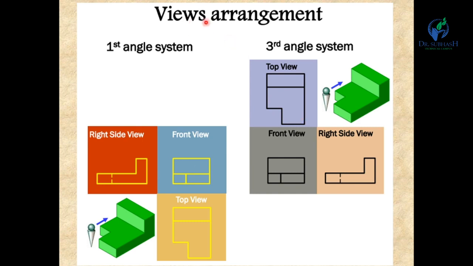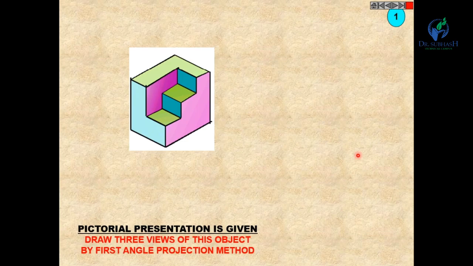Now the views arrangement, as discussed earlier, in the first angle projection method. Here is our object. The front view is above the XY line, the top view is below the XY line, and the right hand side view is left of the front view. And in the third angle projection method, the front view is below the XY line, the top view is above the XY line, and the right hand side view is right of the front view.